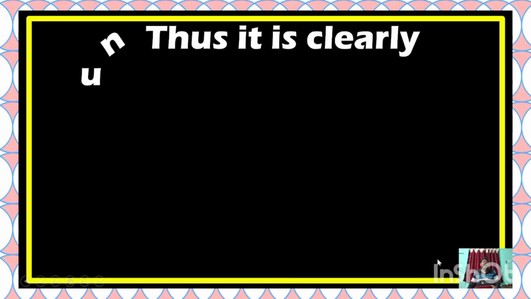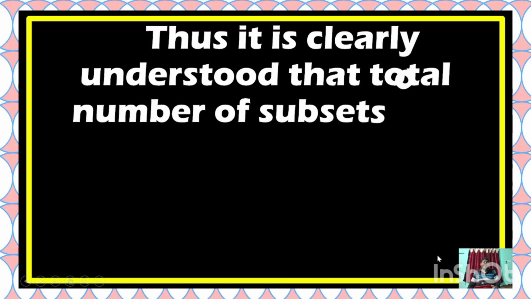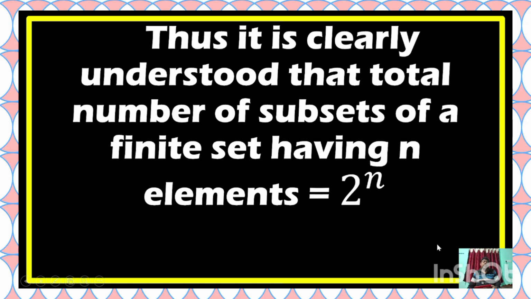Understand? Okay? Thus it is clearly understood that the number of subsets of any finite set having n elements is always 2 to the power n, and this is one of the important statements and properties of any finite set. How to find out the total number of subsets, and how many subsets a finite set has, you can clearly determine.